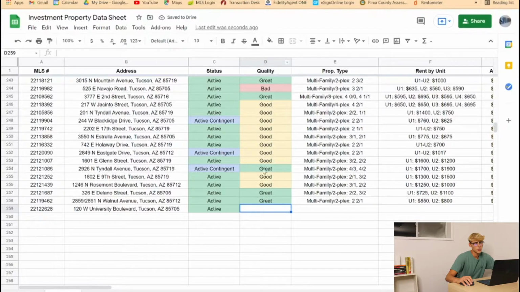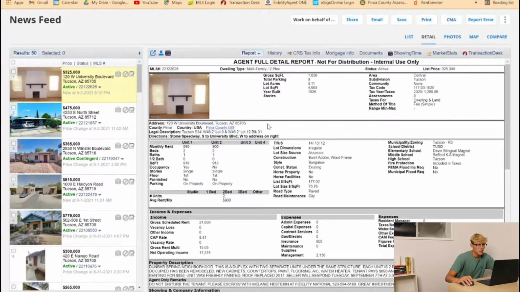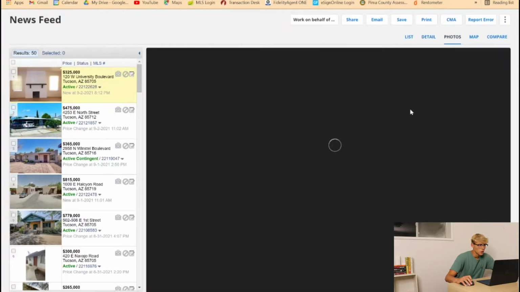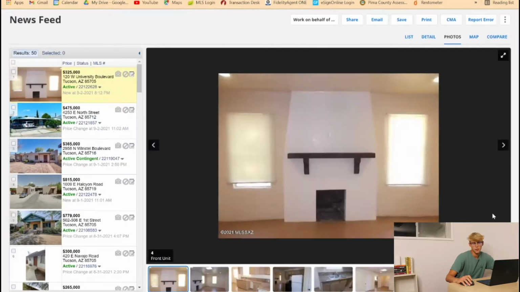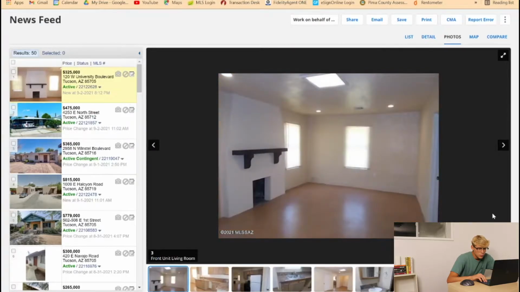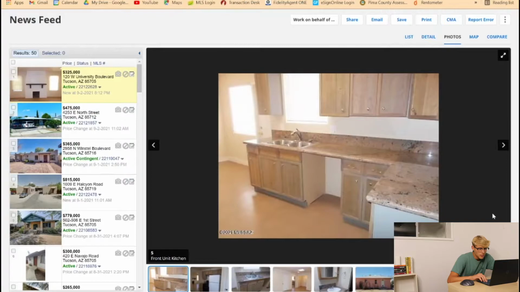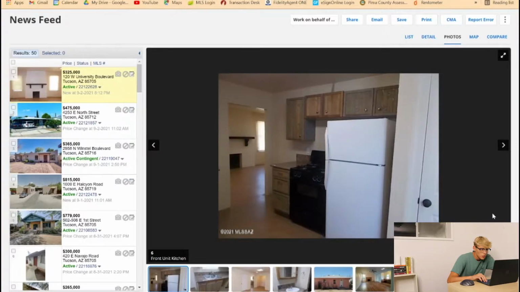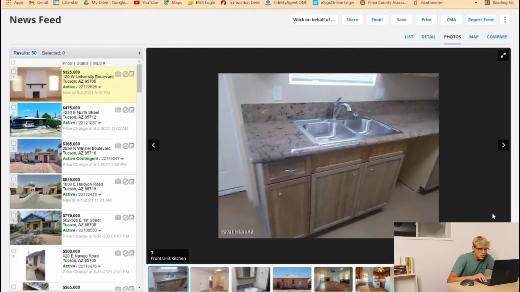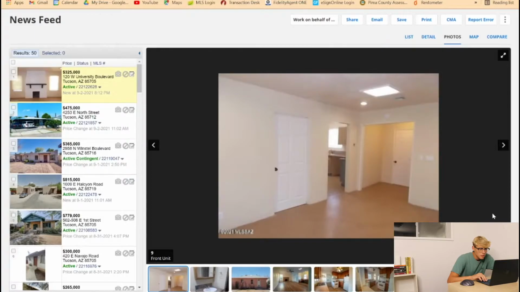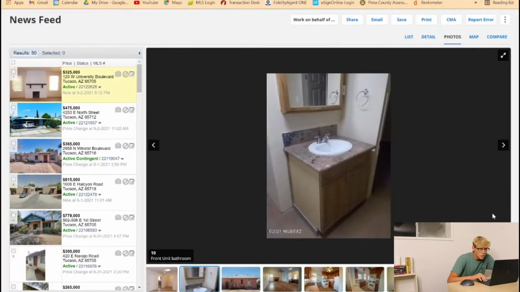Now, I also like to record the quality of the property. Basically, I go to the photos and I personally decide whether the quality of the house is good, bad, or great. And these are pretty crappy pictures, which you might deal with a lot. But basically, you want to physically see the pictures if you can. It looks like it might have had some updates. Looks like concrete floors, decent countertops, nice ceiling height.